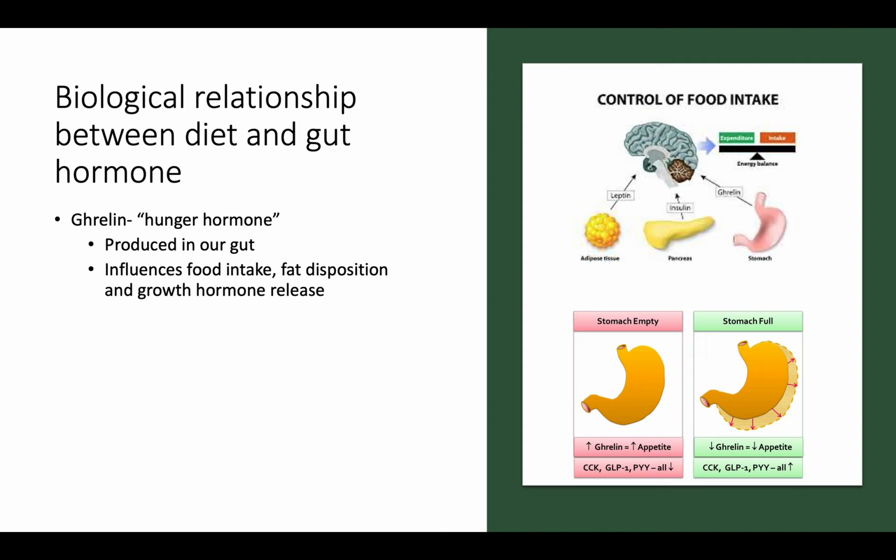So what is the biological relationship between diets and gut hormone? The hormone ghrelin is produced in our guts. It is also known as the hunger hormone. It influences food intake, fat deposition, and growth hormone release. Gut hormones in general play an important role in long-term weight loss. These levels increase before and decrease after meals.